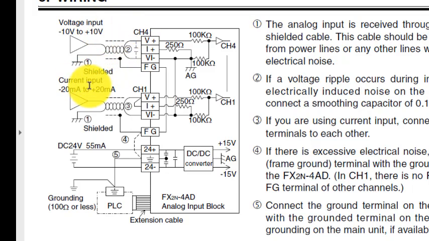If your input is in the form of current, then you have to use V plus and I plus shorted, and the other one with VI minus. In this way you have to use the current input wiring.